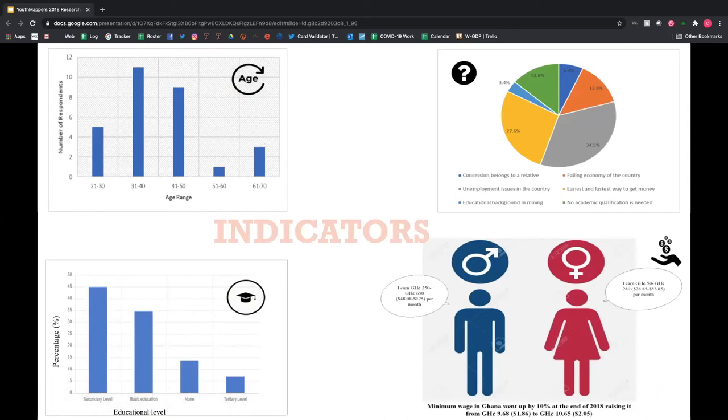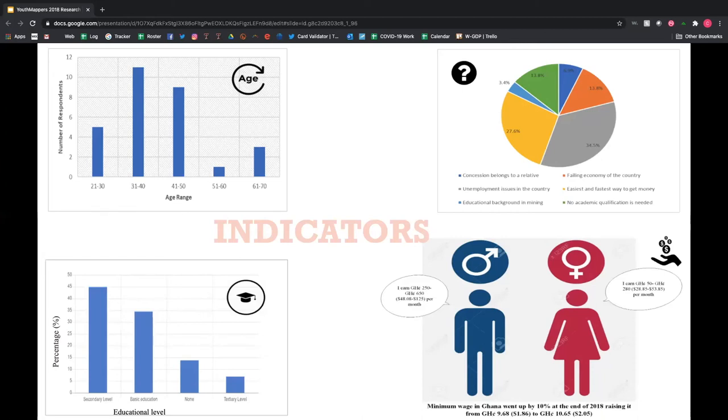Yeah. So, looking at the effects, we look at a lot of indicators: age, the reasons why they got into ASM, then the educational level, and the income as well. So for the age, looking at the figures, we can see clearly that the majority of them were between the ages of 31 and 40, and a few of them were of other age ranges.